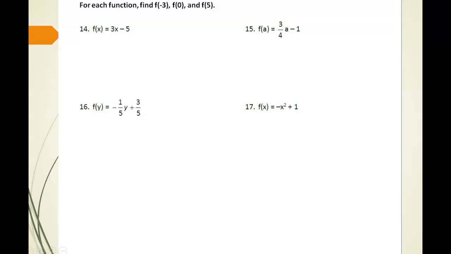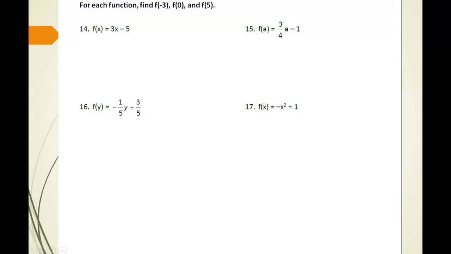So at the beginning of this chapter in section 2.1's notes for day 1, I gave you the example where you had different functions and you had to plug in values for x. So this hasn't changed. We're still looking at different functions, plugging in values for x. What we're doing now is changing the notation.